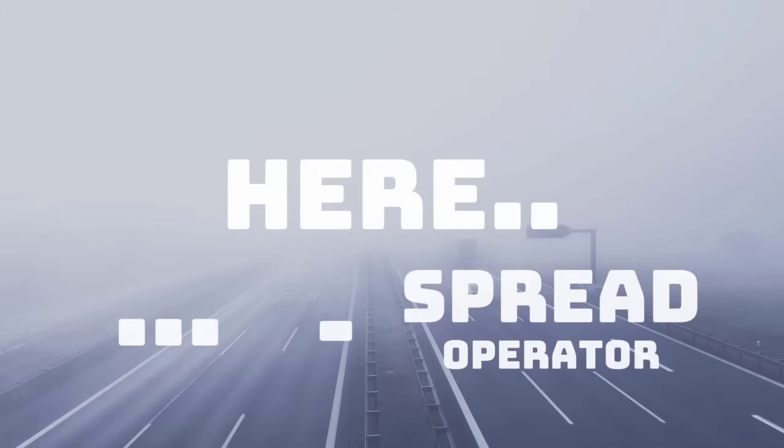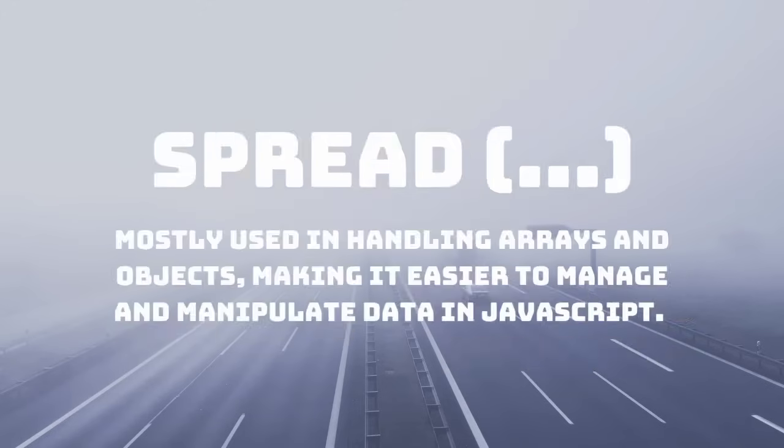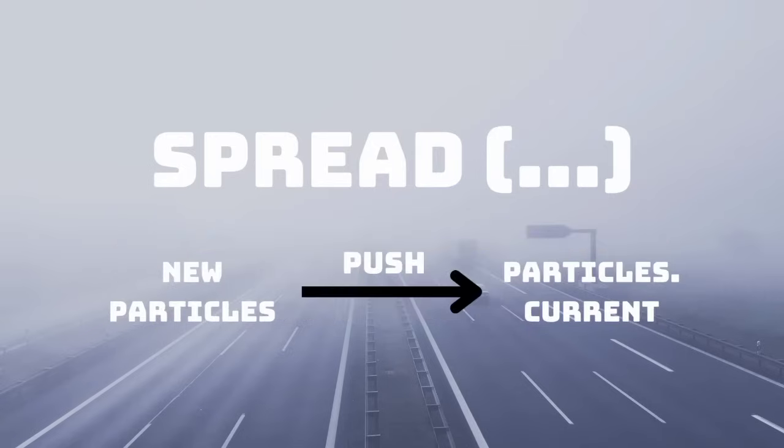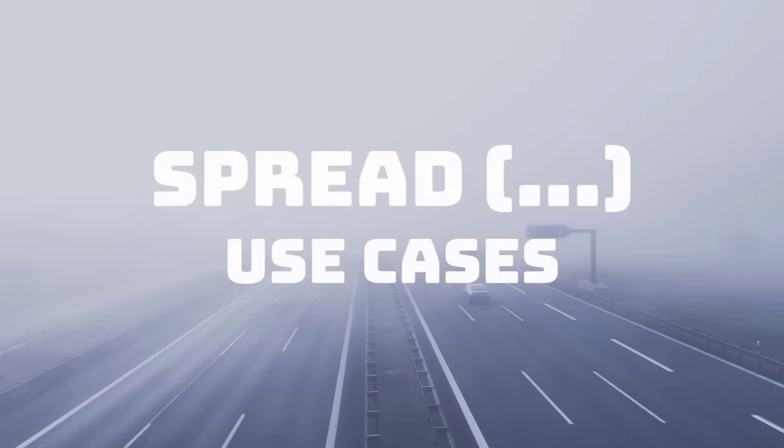Here, these three dots you see are also known as the spread operator, which is mostly used in handling arrays and objects, making it easier to manage and manipulate data in JavaScript. Here, this is used to push new particles to the particles current. If you're wondering about its use cases, here is the list.